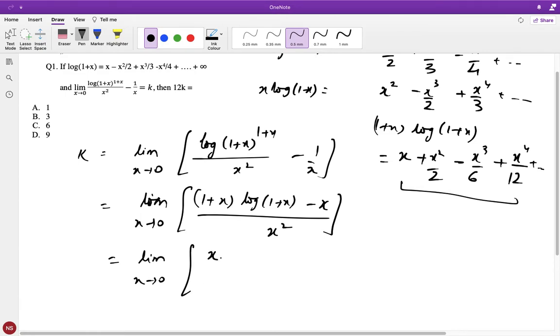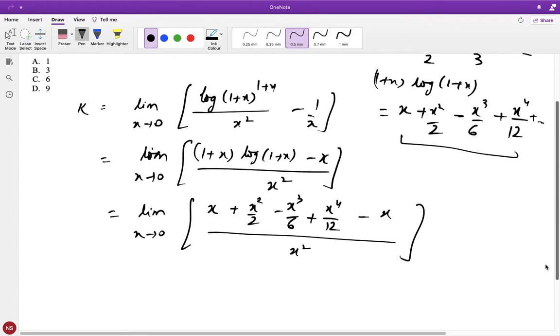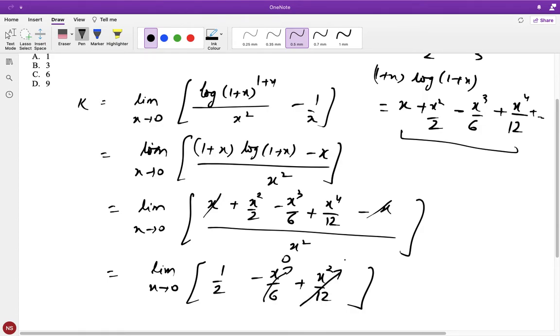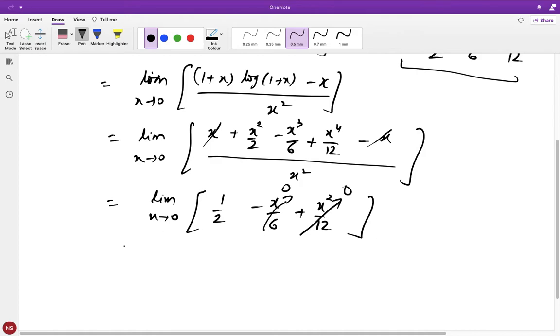And what will I get? x plus x squared by 2 minus x cube by 6 plus x4 by 12. The higher powers I'm neglecting because x tends to 0, they will all become 0. You will understand why in a second. x squared in the denominator, just divide by x squared. So when x tends to 0, this x cube term is becoming 0, x4 term is becoming 0, so x5, x6, all of them will become 0, hence not required.